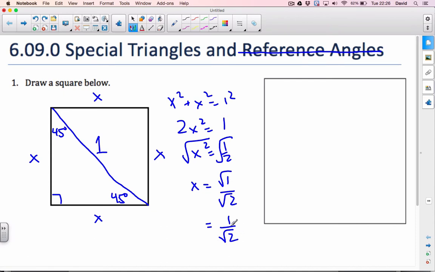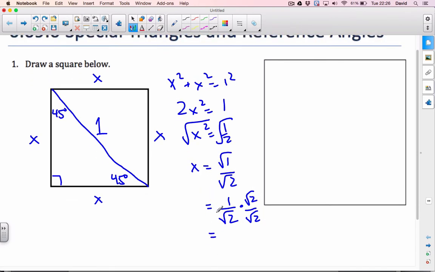Now, I'm not allowed to leave a square root in the bottom. It's bad grammar in mathematics, so I multiply by 1. Because when I multiply by 1, it makes it look different, but it's the same, even though this is a funny looking 1. And so when I multiply by 1 there, I get square root 2. Root 2 times root 2 is 2. And so these sides here are not x, but rather root 2 over 2, and root 2 over 2.